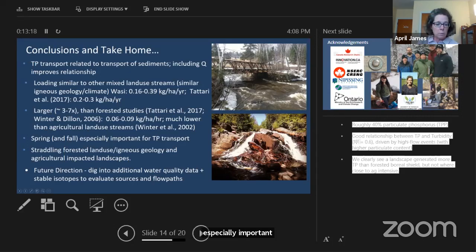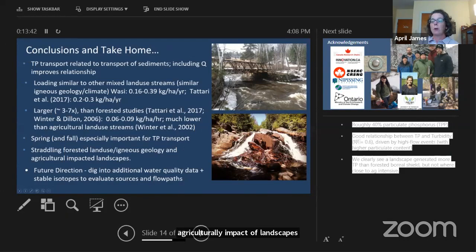And so the work that we did with the Conservation Authority was, I think, particularly useful in that we were able to extend the original data set that was purely summer base flow sampling. So this site seems to straddle forested land use, igneous geology sites, and agriculturally impacted landscapes.